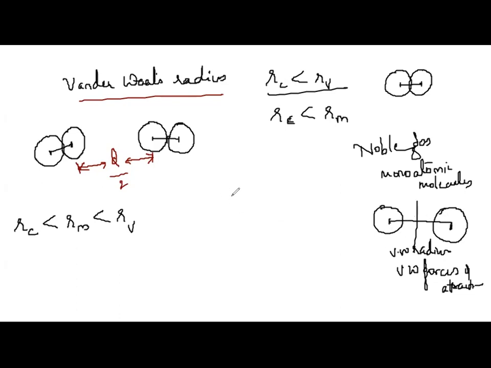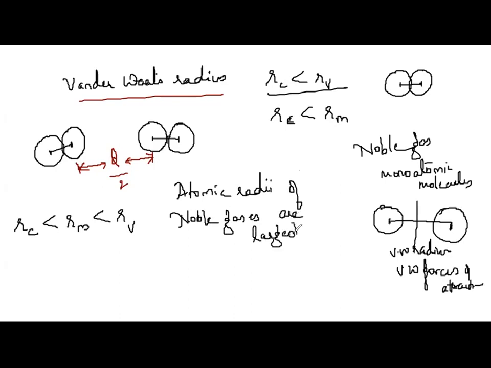And since van der Waals radii are larger than covalent radii, I can conclude that the atomic radii of noble gases are largest in their respective periods. So this is the consideration. Why? Because van der Waals radius is large. See, van der Waals radius is measured like this, atomic radius is measured like this. Therefore, we conclude with this particular explanation.